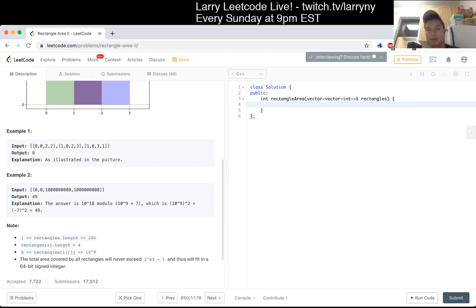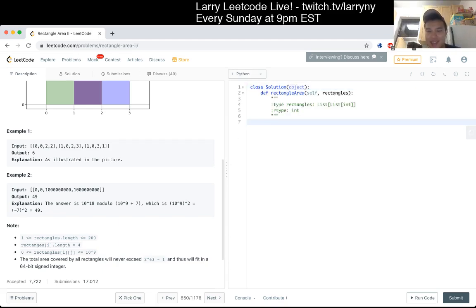Okay. Now, what language do I want? Yeah, let's do Python. I feel like I keep on switching to Python. Have I done anything in Python today? I actually don't remember. So okay, what's an event?